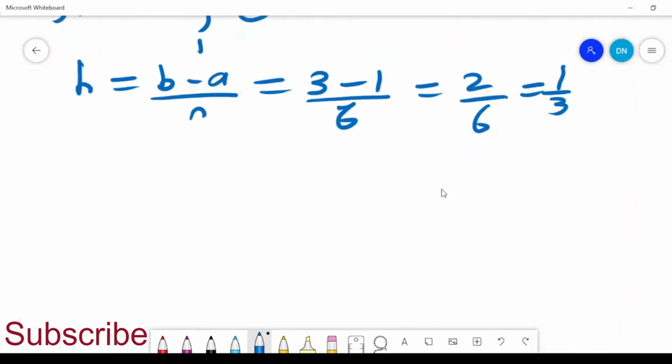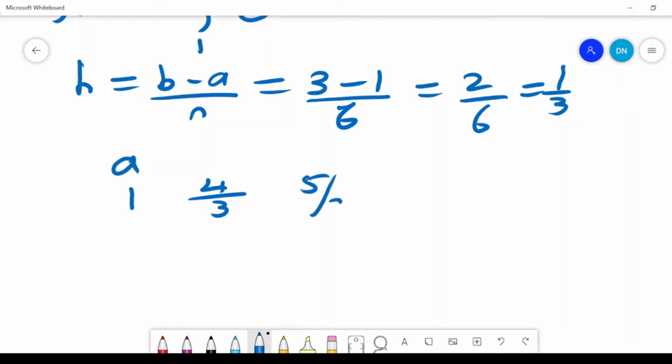The next step is now we go on and our first value is a, which is 1. And we give it an increment of h. So 1 is 3 over 3, that's 4 over 3, 5 over 3, 6 over 3 is 2, 7 over 3, 8 over 3, and 9 over 3 is 3. And that makes our b.